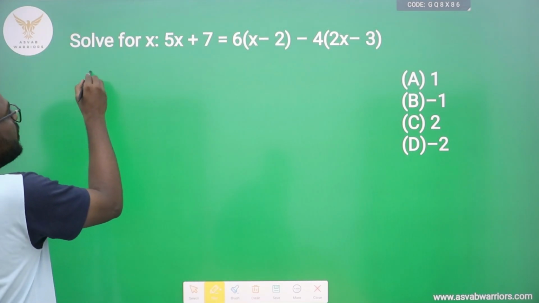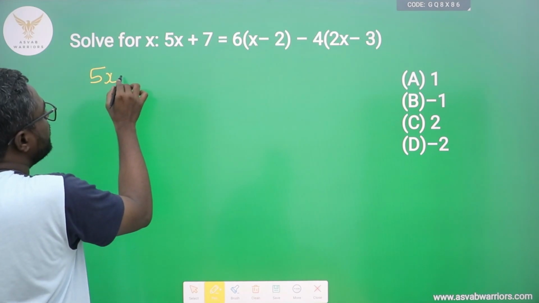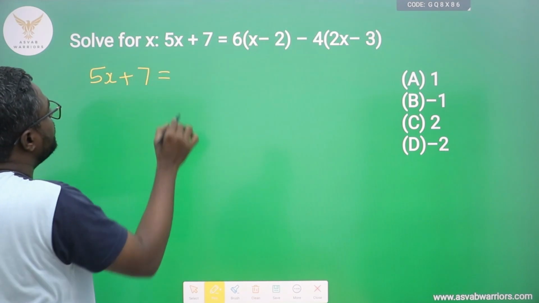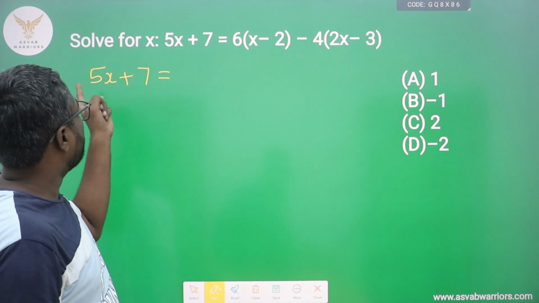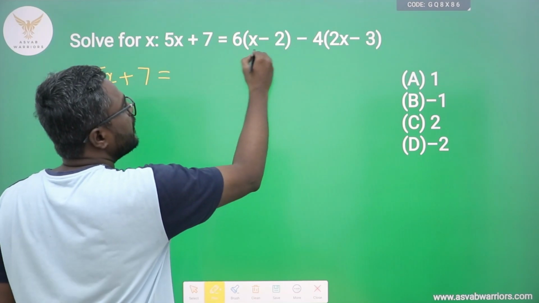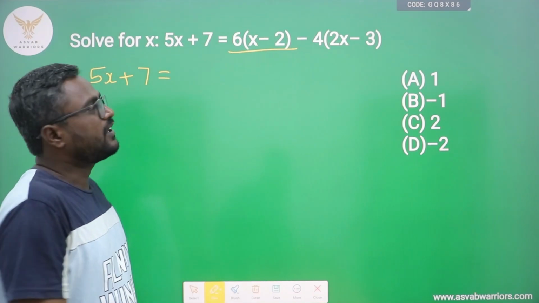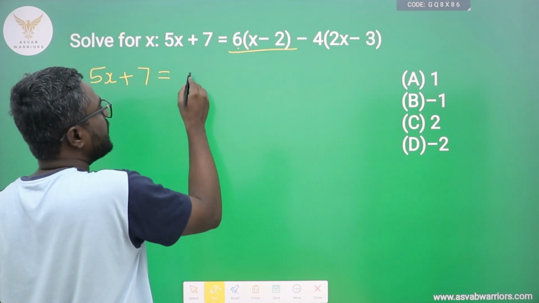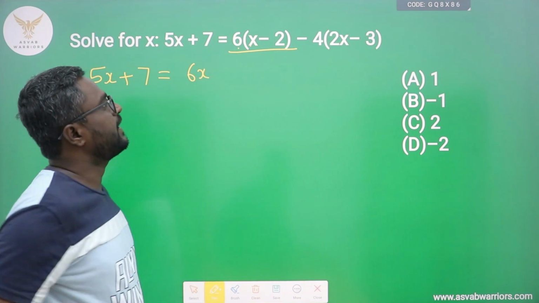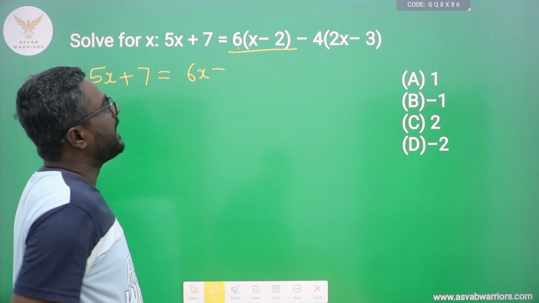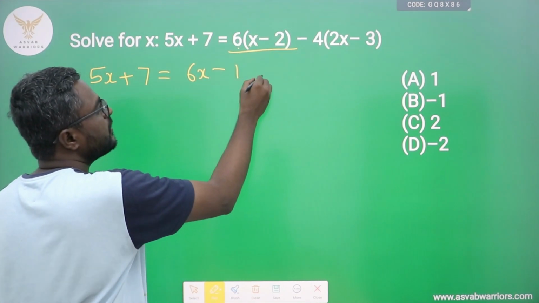I will just write down the equation on the left hand side, which is 5x plus 7. Now here, I need to multiply this 6. So I'll just multiply directly. 6 times x is nothing but 6x minus, as it is, 6 times 2 is nothing but 12.